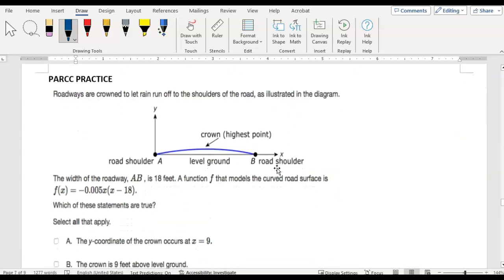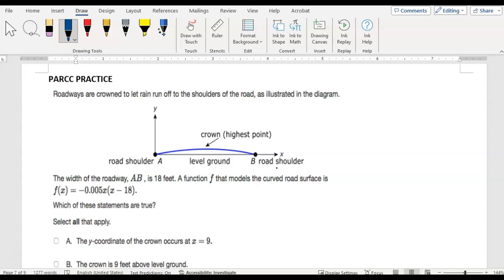All right, our next few problems are part practice. So this first one is talking about the road. And so this is the side of the road, the road shoulder. That's the side of the road. This is the other side of the road, what's called the road shoulder. And then the ground actually has a curve to it. So the ground that we drive on is not perfectly flat because it allows the rain to come off the road and go into the shoulder and not be on the road itself.